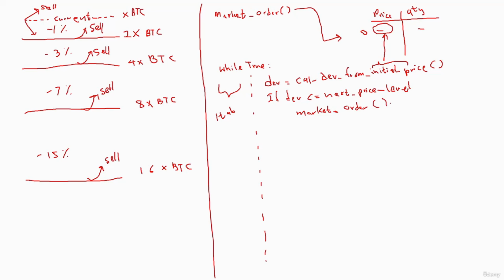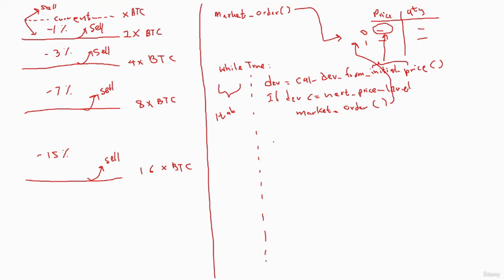Again, we are going to add the executed price and quantity of this order into this data frame. This time the index will be 1. This is the price. This is the quantity. Then we are going to increase the next price level. Now again inside this while true loop, we are going to check the profit.